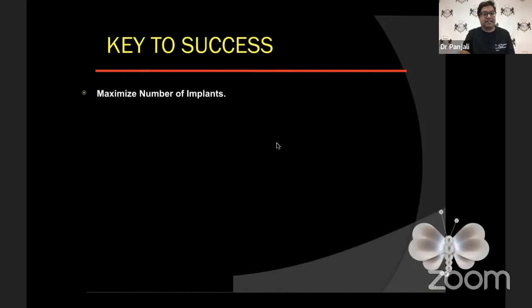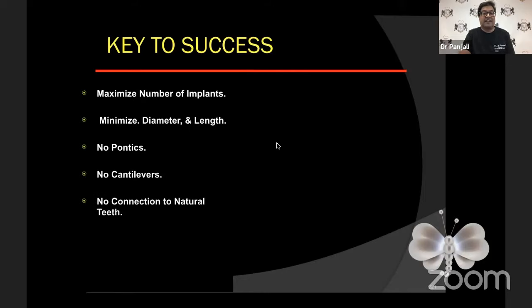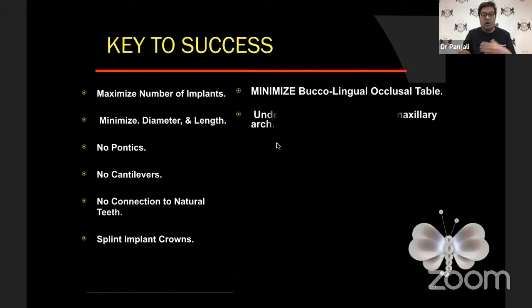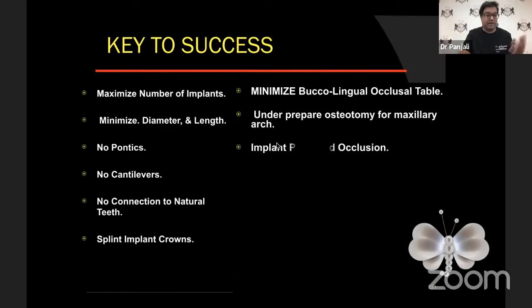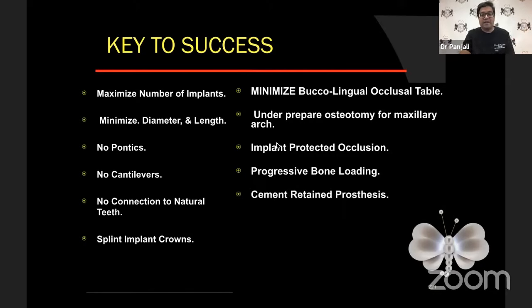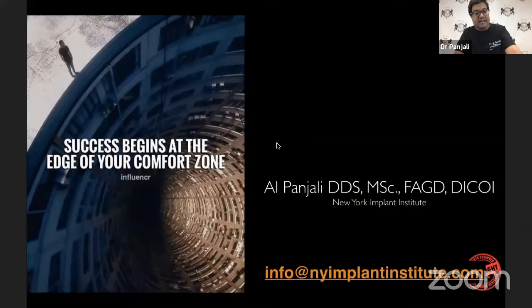So what are some of the keys to success? Well, you have to maximize the number of implants, minimize the diameter and length. Try to put no pontics or no cantilevers initially. Now, once you get really good at doing implants, then you can do all these things. You can do cantilevers, you can attach implants to the natural teeth, you can splint crowns, and try to give patients an implant protected occlusion, especially patients who have factors that we have to keep in mind. And therefore, success begins at the edge of your comfort zone.